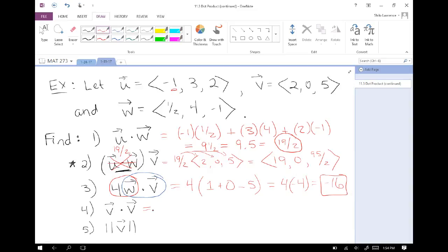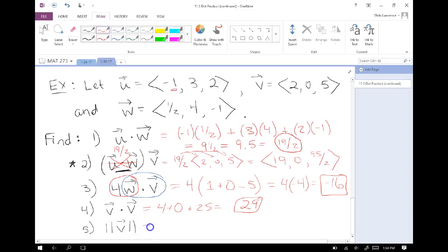V dot v, we're just going to multiply each of the components by themselves and then add them together. So we get 2 times 2, 0 times 0, 5 times 5. V dot v is just 29.